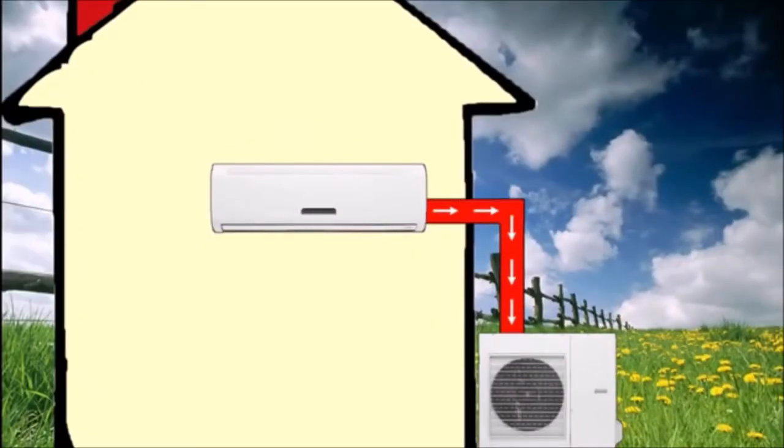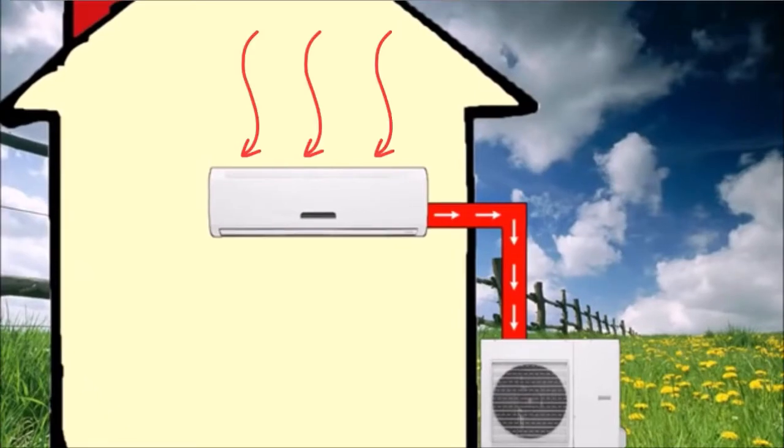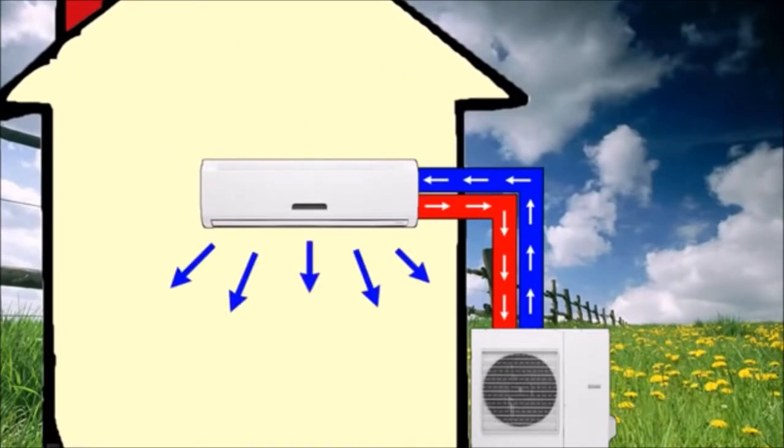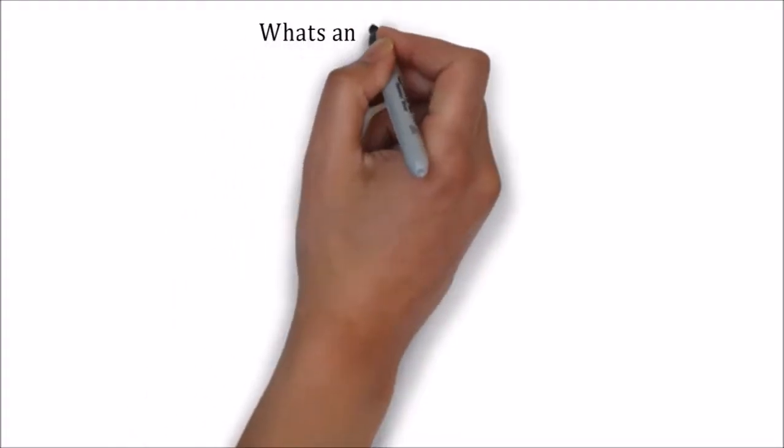It is designed with special return ducts that suck out warm indoor air and pass it through a cool refrigerant evaporator coil, which then cools the air. The cool refrigerant in the evaporator coil is now warm and is released outside at the condensing unit, and then the cycle repeats itself. What's an air handler?